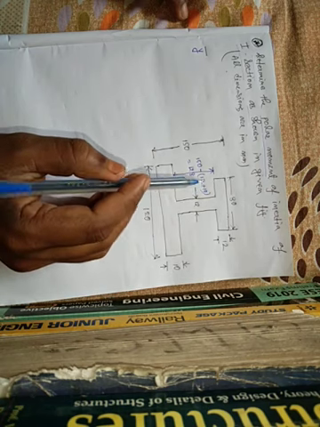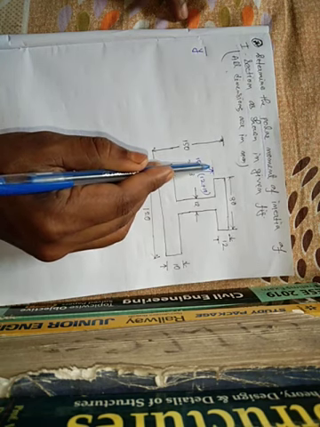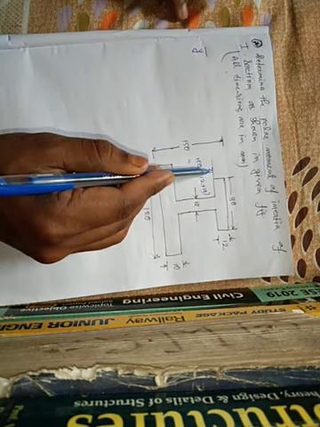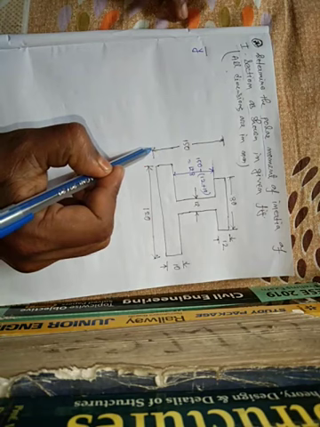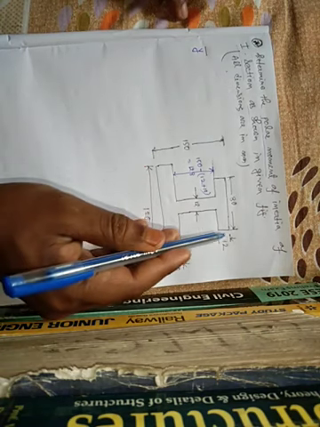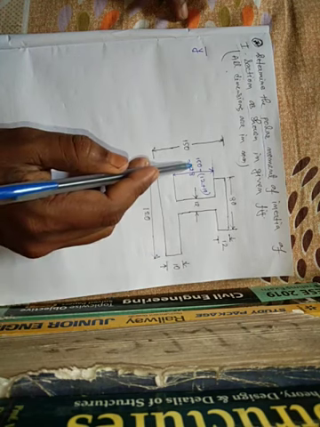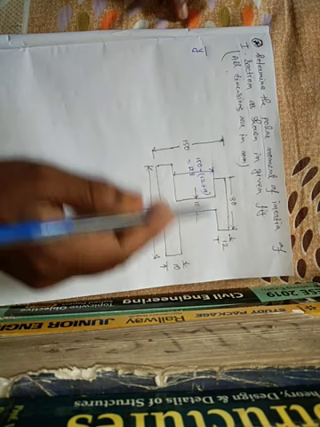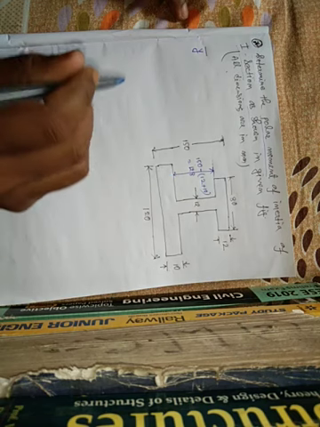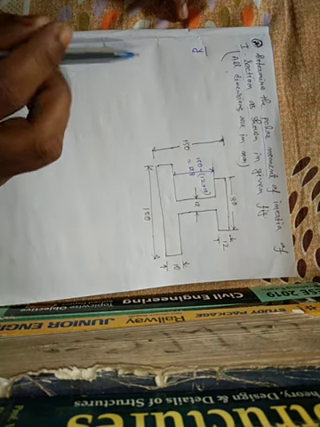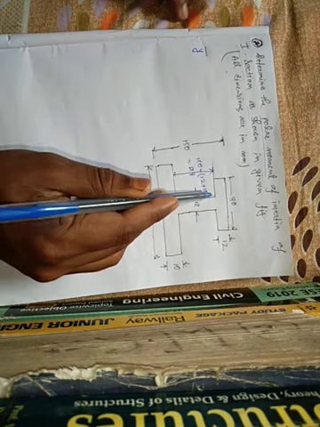So first we have to find out the depth of the web. The depth of the web is equal to the total depth of the I section minus the thickness of the top flange and the thickness of the bottom flange. So 150 minus 12 minus 10 is equal to 128 millimeter. So we have calculated the depth of the web of this section.